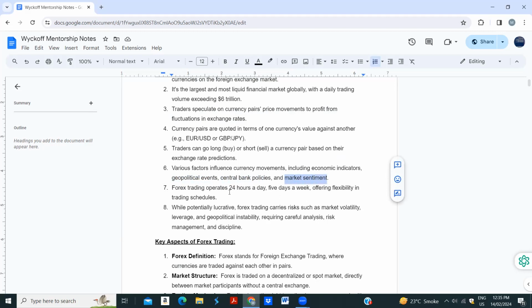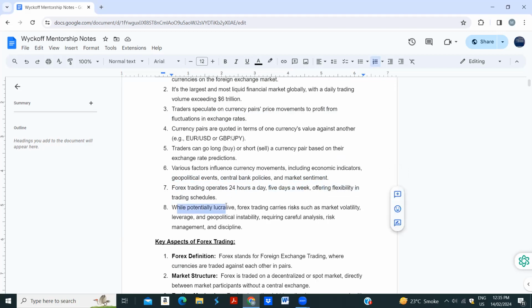So forex trading operates 24 hours a day, 5 days a week. So it's 24/5. It's not 24/7. It operates 24 hours a day, 5 days a week, Monday to Friday. And the forex market is closed during the weekends, Saturday and Sunday, offering flexibility in trading schedules.